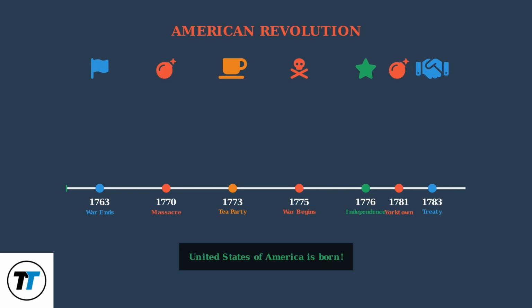These 20 years of escalating conflicts, from economic disputes to full-scale war, have created something unprecedented in world history. A nation founded on the principles of democracy, individual rights, and self-governance. The United States of America stands as proof that people can govern themselves and create their own destiny.